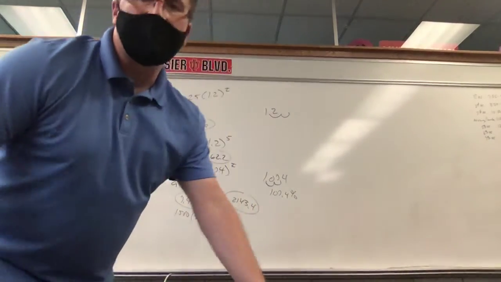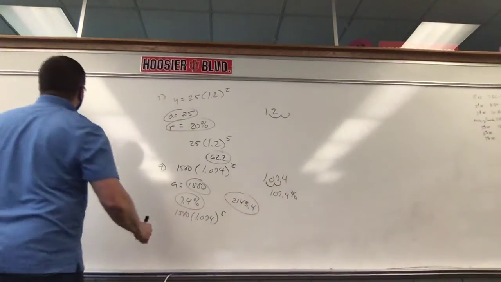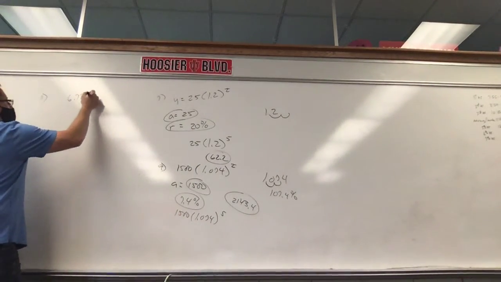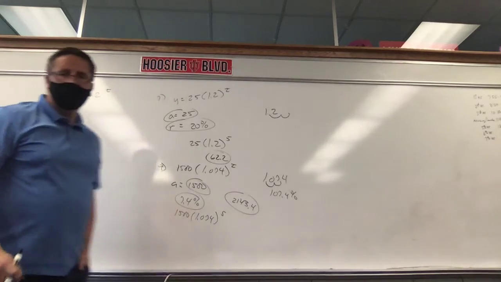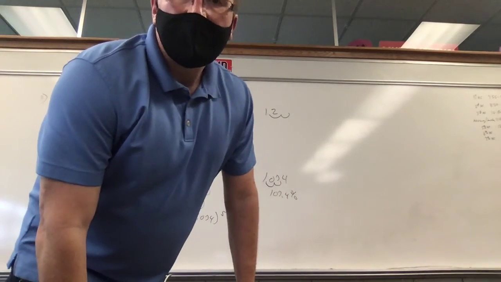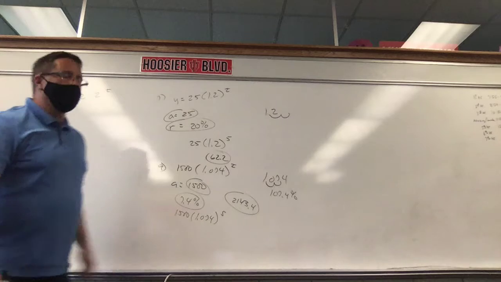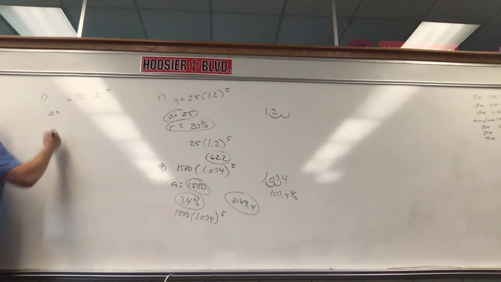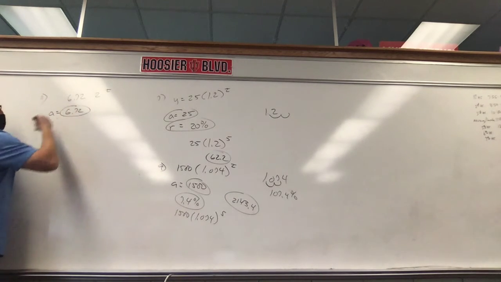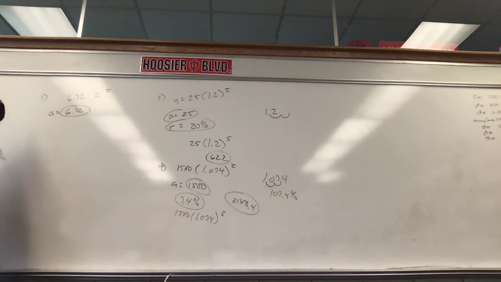Okay, same type of thing. 6.72 times 2 to the t. All right, so in this case, what's A? What are we starting with? $6.72, okay? So, make 2 into a percent. Now, where's the decimal at? I don't see it, but it's there.